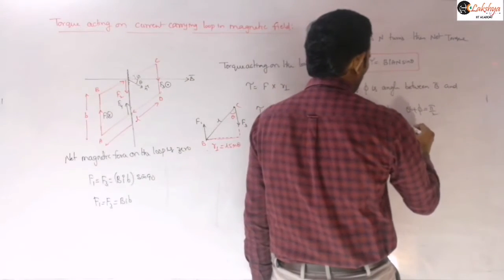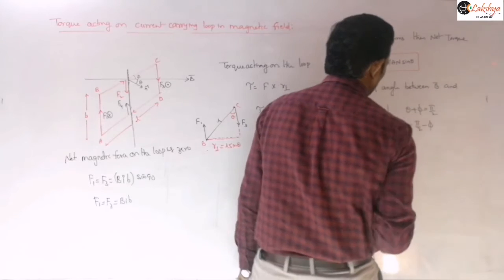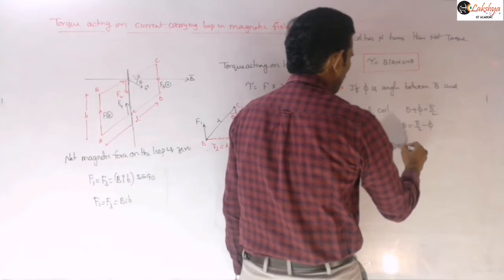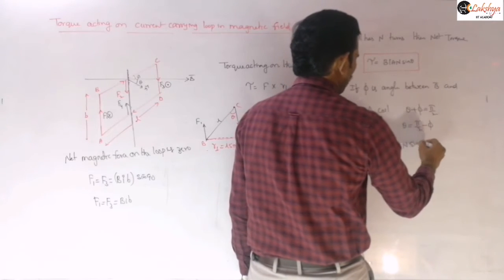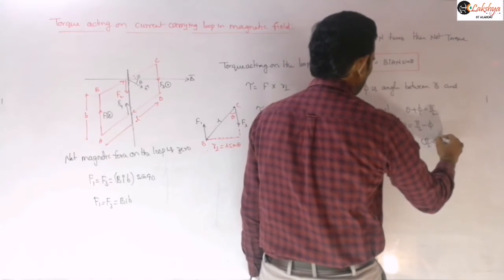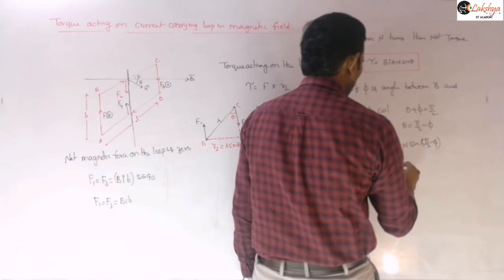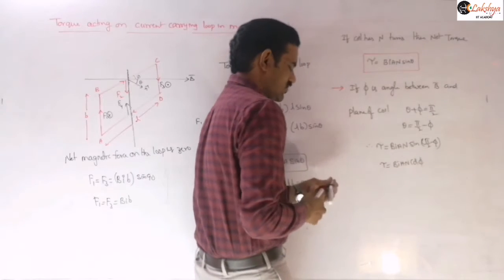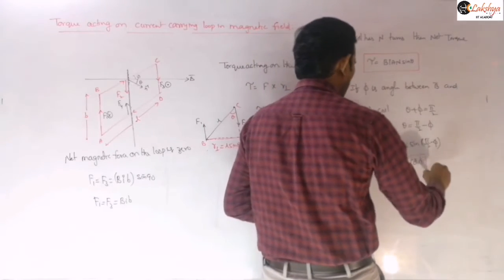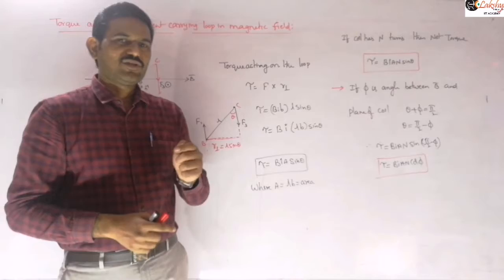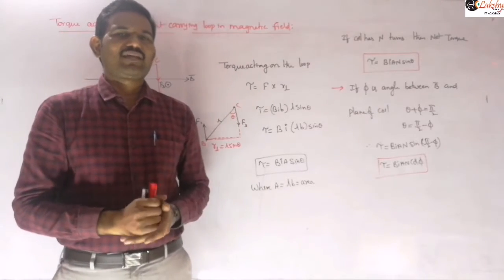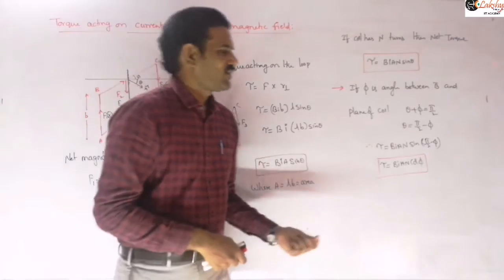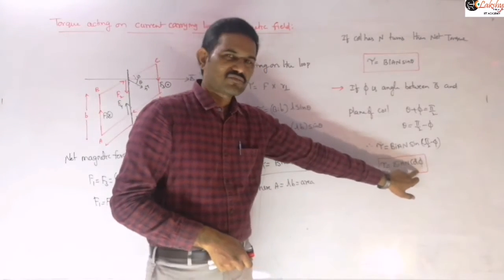Therefore theta is equal to pi by 2 minus phi. And so the torque is equal to BIAN into sin of pi by 2 minus phi, and therefore tau is equal to BIAN cos phi. You need to remember this carefully. Whenever you calculate torque, you need to observe whether the angle made by the magnetic field is given with the plane of the coil or with the normal to the plane of the coil. If it is given with the plane of the coil, then we need to use the cos phi expression.